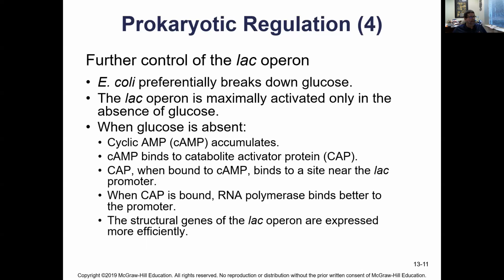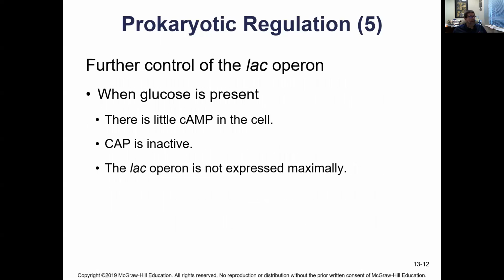It is being produced, and when it binds to this catabolite activator protein, CAP, the CAP then, when bound, binds to a site near the lac operator, and this makes the RNA polymerase come in and bind the promoter, so it enhances the production of the enzymes needed to break down lactose. When glucose is present, there's little cyclic AMP, the CAP is inactive, and the lac operon is not expressed maximally, although it could be being expressed a little bit.